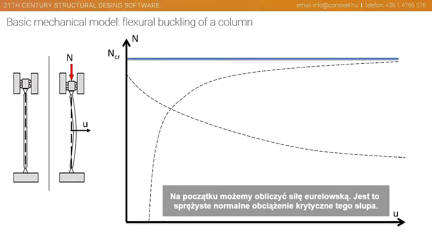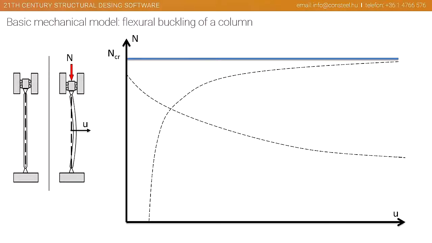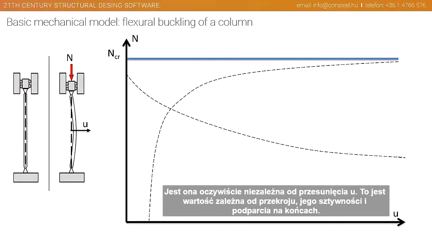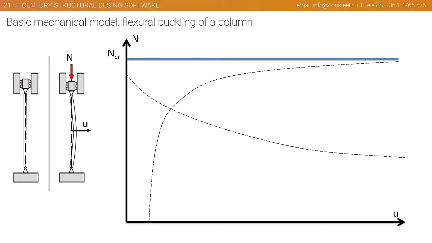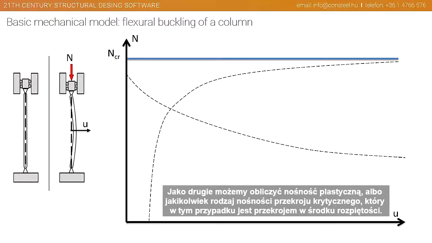So first of all, what we can calculate is the Euler load. This is the elastic critical normal force of that column, and this is independent of the lateral movement, of course. This is just one value which is influenced by the cross-section, the stiffness, and the end conditions. And the second one, what we can calculate, is the plastic or any kind of resistance of the most critical cross-section, which is now the middle one.